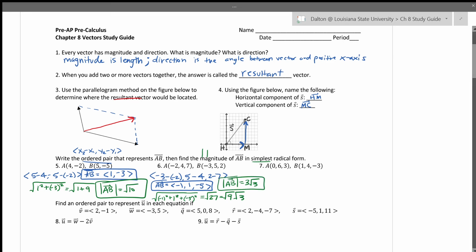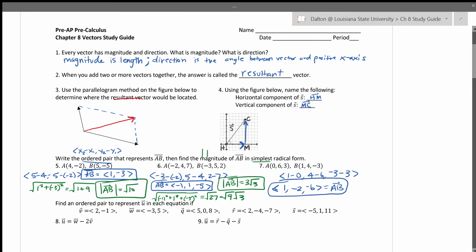Number 7, find the components by subtracting 1 minus 0, 4 minus 6, -3 minus 3. So that's going to simplify. 1 minus 0 is 1. 4 minus 6 is -2. -3 minus 3 is -6. Be careful there. I could see some of you accidentally canceling that out to be 0 if you're not careful. So that's vector AB.